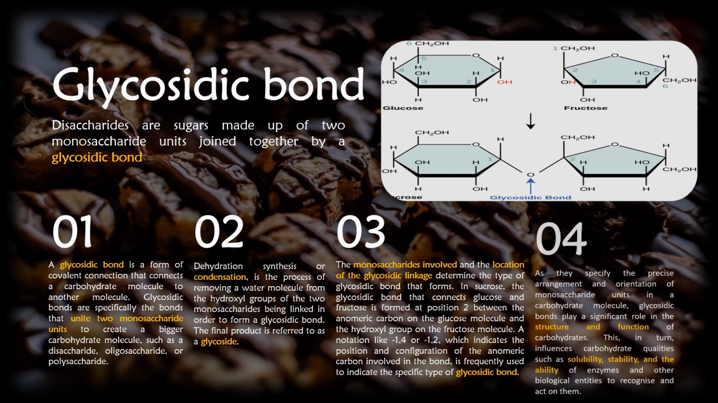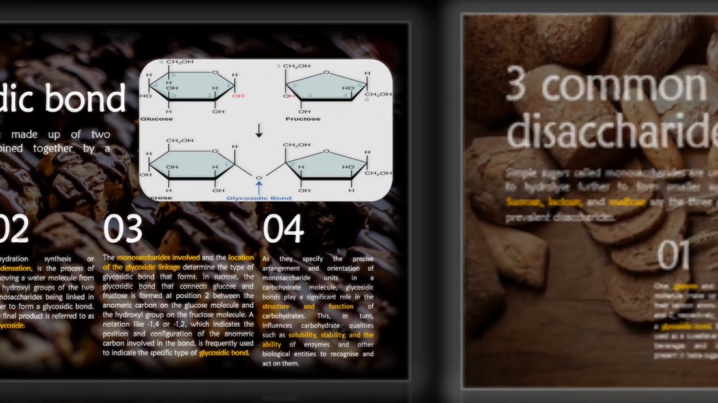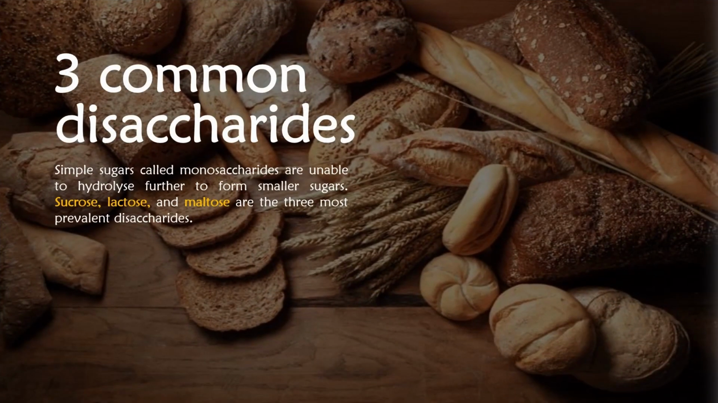As they specify the precise arrangement and orientation of monosaccharide units in a carbohydrate molecule, glycosidic bonds play a significant role in the structure and function of carbohydrates. This, in turn, influences carbohydrate qualities such as solubility, stability, and the ability of enzymes and other biological entities to recognize and act on them. Simple sugars called monosaccharides are unable to hydrolyze further to form smaller sugars.